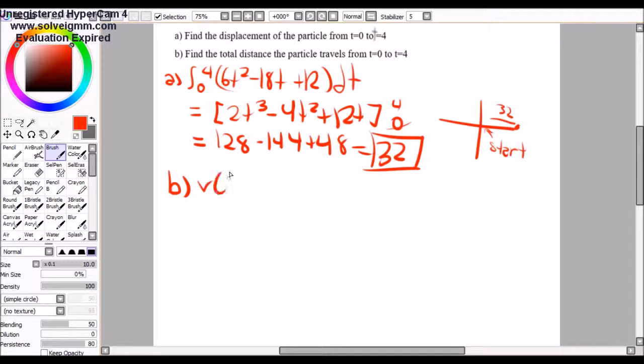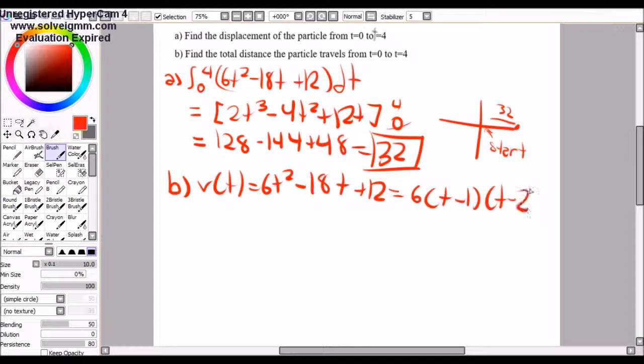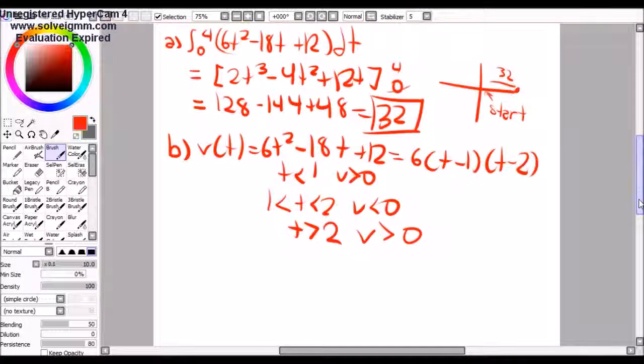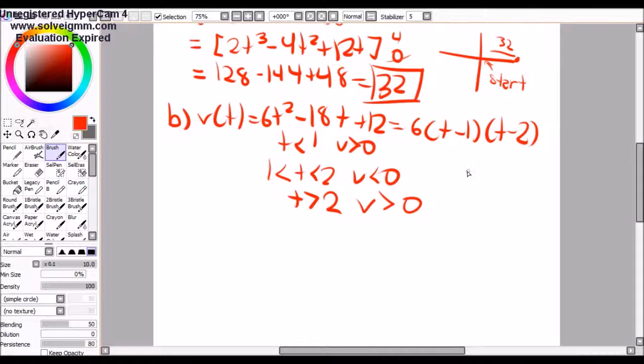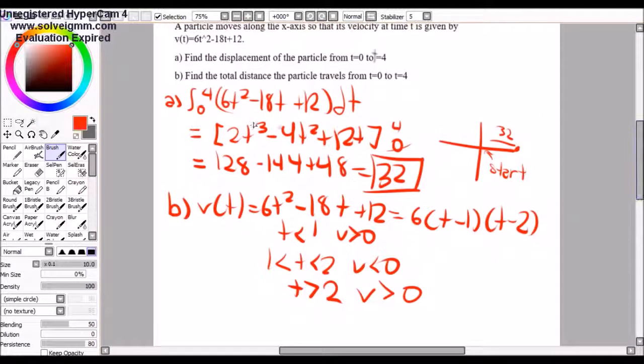And so v(t) is equal to 6t squared minus 18t plus 12. If we factor this out, we get that it's equal to 6 times (t minus 1) times (t minus 2). And if we make a little chart, we get that if t is less than 1, v is positive. If t is between 1 and 2, v is negative. And if t is greater than 2, v is also positive. And this is a little troublesome as the particle is not always going forward. So if we just left it in this form, we would get displacement, not actual distance traveled.